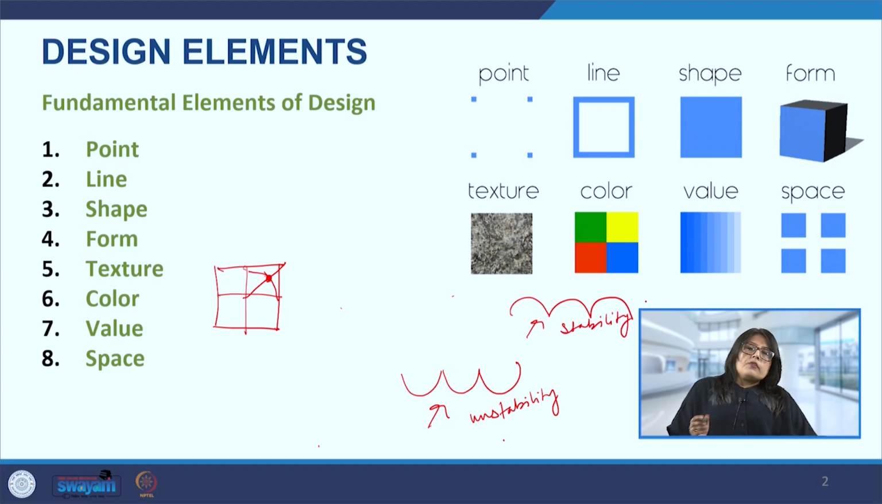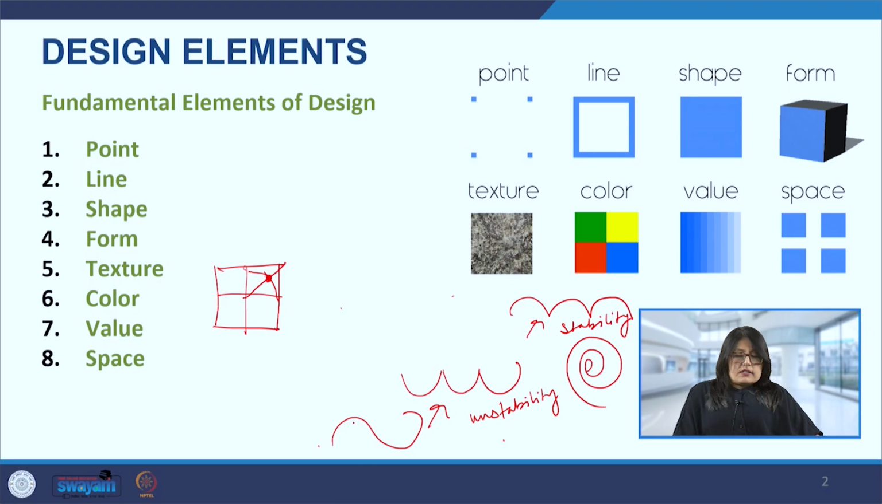So there are many different ways in which these lines can be interpreted, and so we have spirals as well. When we see this line, this is a very soft line with very graceful curves, so it also shows gracefulness, right?